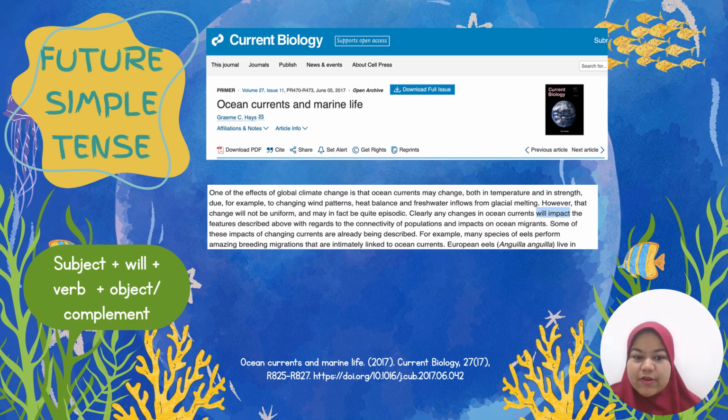Last but not least, for simple tense is future simple tense. First, I will talk about the formula. Subject plus will plus verb plus object or complement. It looks different, right? So, see my example. Clearly, any change in ocean current will impact the furthest. Can we see here that ocean current is the subject, will impact is will plus verb, and the object is further. So, I will give to my friend Azwa next.